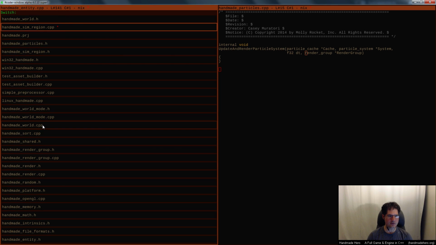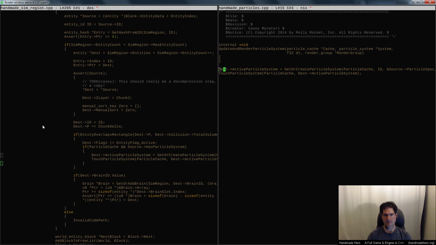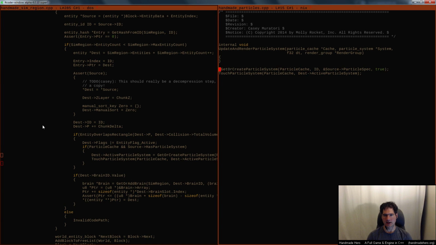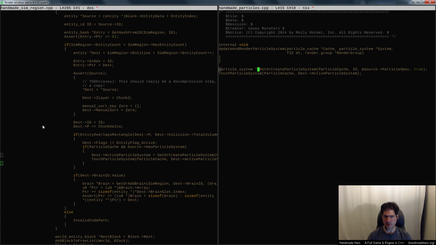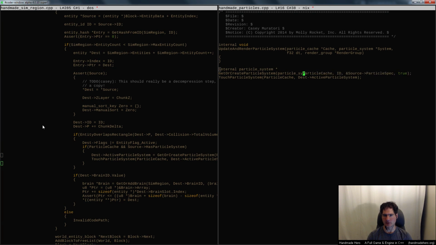So we know we've got those. Inside sim region, we know we've got these two. And we know that this is going to take a particle. This is going to return a particle system. And we also know what it takes. There's the cache.